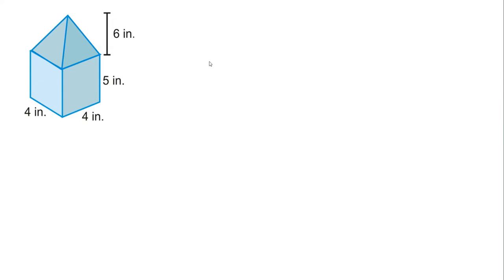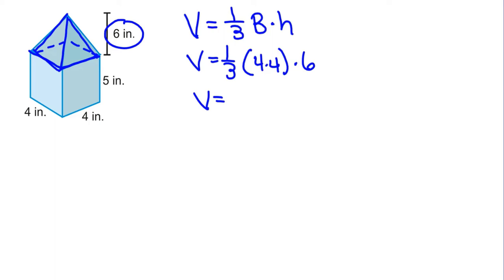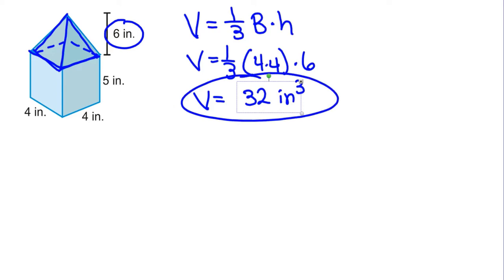So here we have a nice little house-looking shape that is a pyramid on top of a prism. So again, I'm going to find the volume of this top pyramid here, this top pyramid, and recall the volume of a pyramid is 1/3 area of the base times height. So that's 1/3 times the area of the base. The base is a square, 4 by 4. So 4 times 4 times the height. The height of my pyramid is 6. So 1/3 times 4 times 4 times 6 is 32. So 32 cubic inches is the volume of the pyramid.